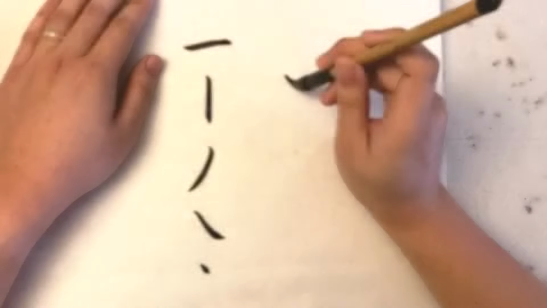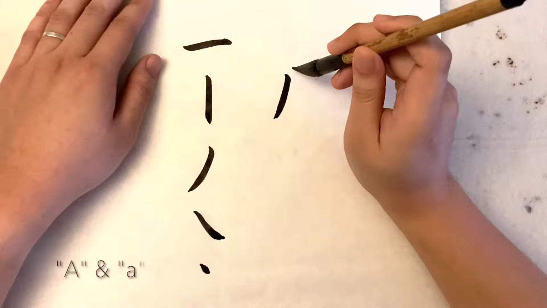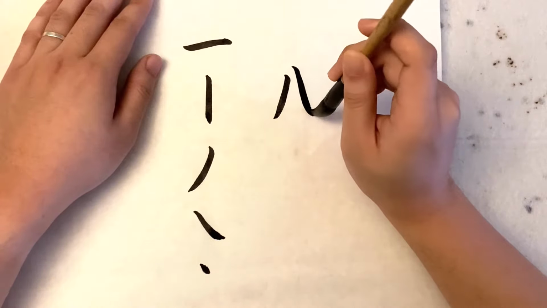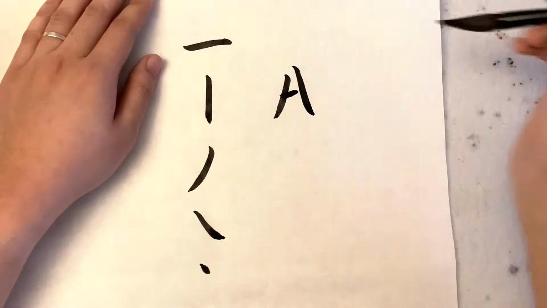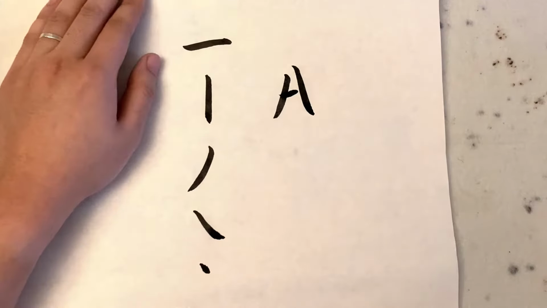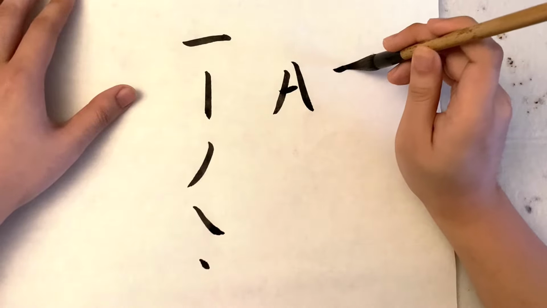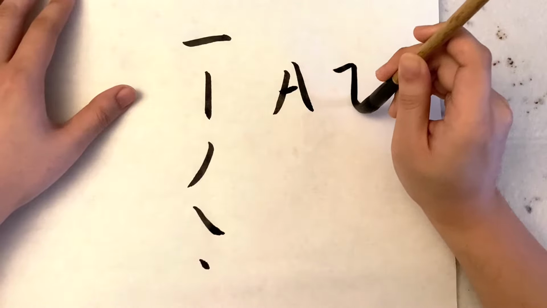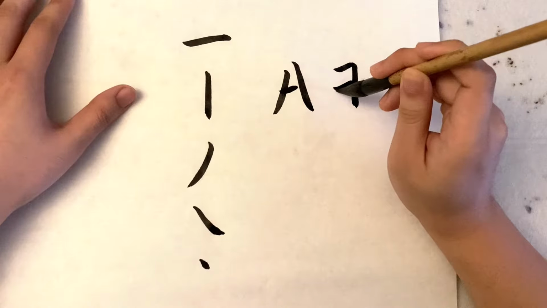Now let's look at the uppercase A, for example. Starting with the left falling stroke, press down stroke, and then finish with a short horizontal stroke. For lowercase a, we basically have 3 short horizontal strokes, 1 short vertical stroke, and 1 longer vertical stroke.